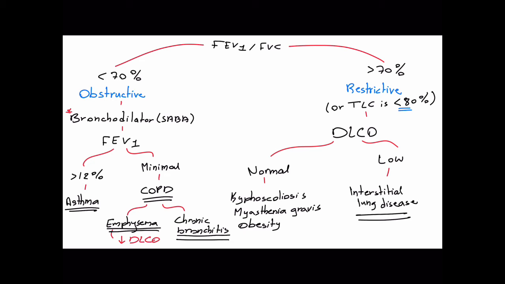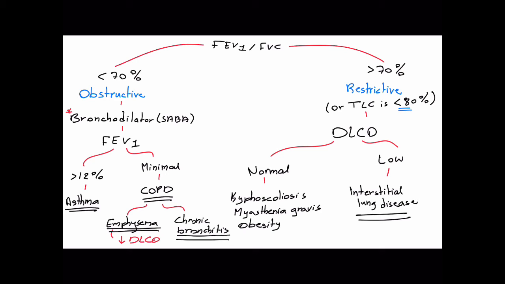The first step when looking at a pulmonary function test is to look at the FEV1 over FVC ratio. If it is less than 70% of the predicted value, then it's an obstructive lung disease. If it is greater than 70% of the predicted value, it is a restrictive lung disease. Let's first look into the obstructive.